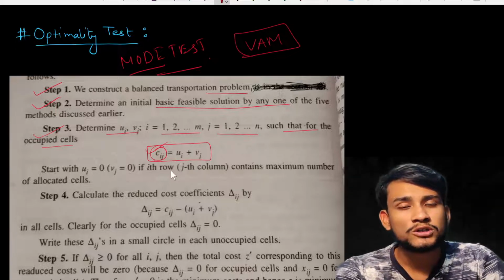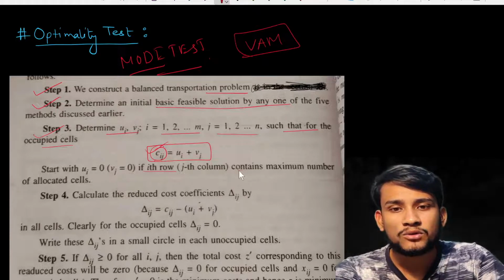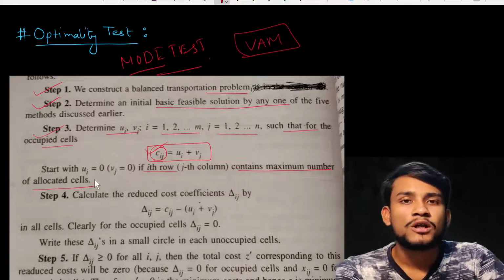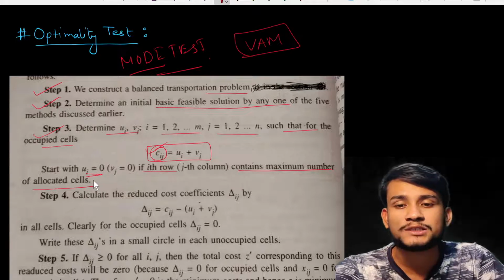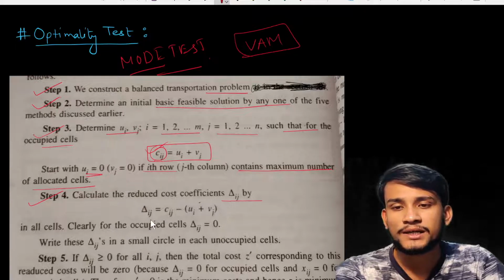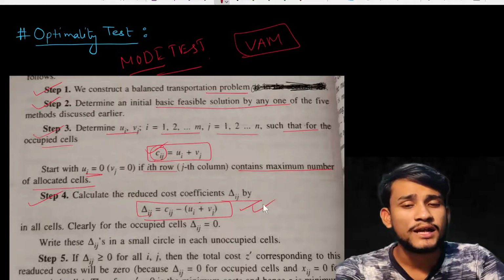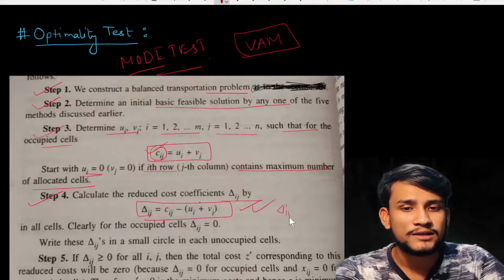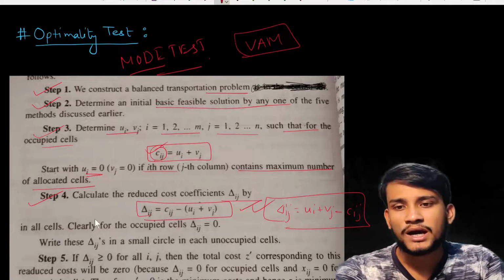cij क्या होगा, द कॉस्ट कॉरस्पॉन्डिंग टू दैट सेल. ओके, ऑक्युपाइड सेल. तो स्टार्ट ui इक्वल टू 0 फॉर द ith रो कंटेन्स द मैक्सिमम नंबर ऑफ एलोकेटेड सेल्स. तो क्या लेंगे, वी टेक द ui, this is equal to 0, corresponding to that row in which the maximum number of allocations occurs. Okay, calculate the reduced cost coefficient delta ij by delta ij equal to cij minus (ui plus vj). Okay, so this is one convention. Other books may take another convention, that is delta ij equal to ui plus vj minus cij. These conventions are also taken by some other books. Okay, I use here this convention.